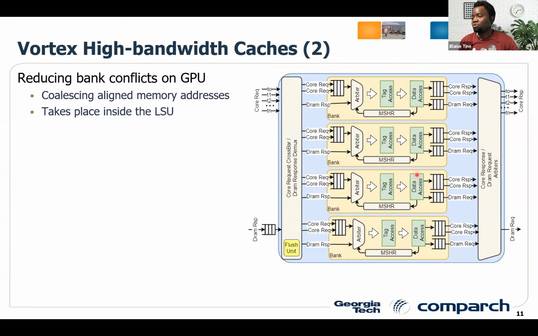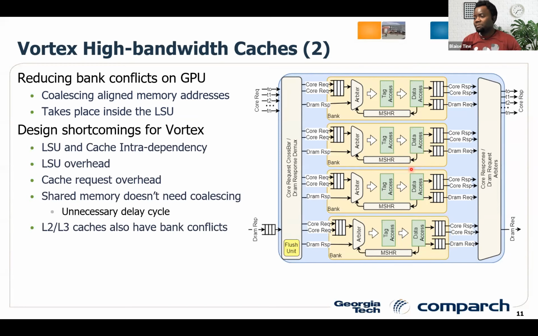The traditional approach of handling bank conflicts on a standard GPU is to implement memory coalescing for aligned addresses. And this generally takes place inside the LSU unit. This presented some shortcomings when it comes to Vortex. Implementing memory coalescing in the LSU made it so that it created an interdependency between the LSU and the cache.